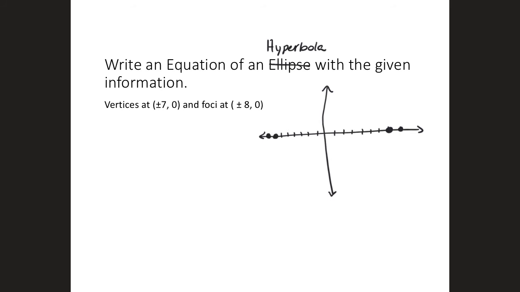Okay, once I plotted these points, I can see that they are lying horizontal. So this is going to be some kind of horizontal hyperbola. So I'm going to start with my basic equation for a horizontal hyperbola.